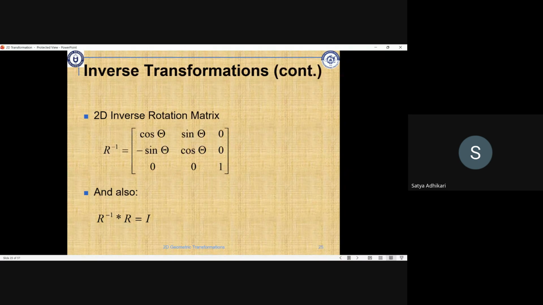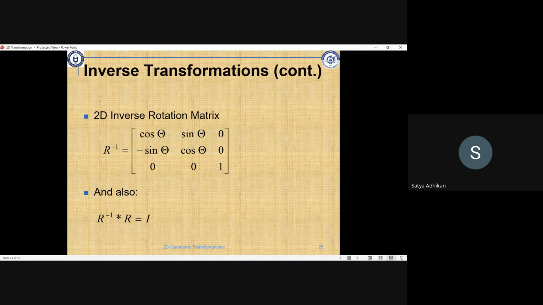Similarly, this is the inverse transformation of the rotation matrix. You see, these matrices are different. Cos theta, sin theta, 0. And you recall that it was sin theta, minus cos theta, sin theta, cos theta. But here it is cos theta, sin theta, 0. In the second row there is a minus sign: minus sin theta, cos theta, 0, and then 0 0 1 for the homogeneous coordinate. And R inverse is the opposite of R.